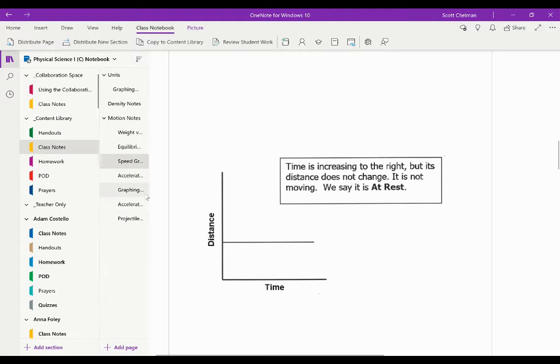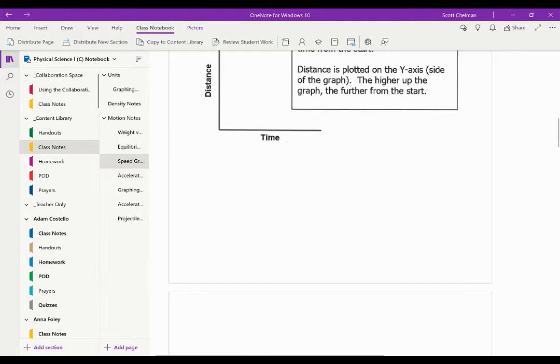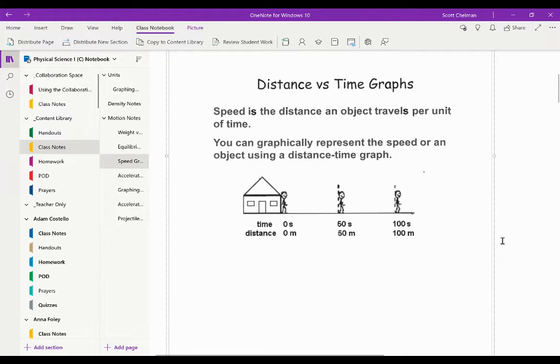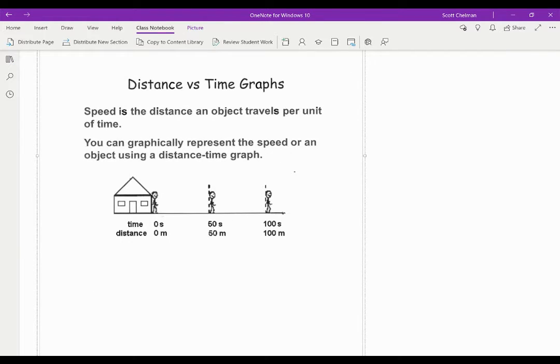Acceleration notes. All right. You have speed graphs. Okay. Everyone should be excited. We get to go to graphs now because graphs are fun. We love graphs. We love graphs in physical science.